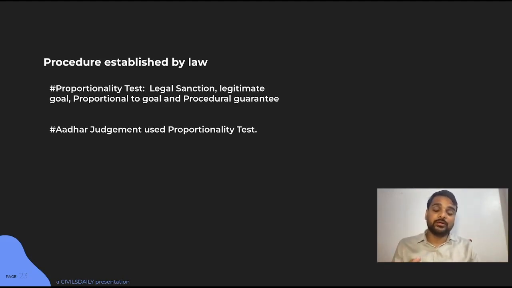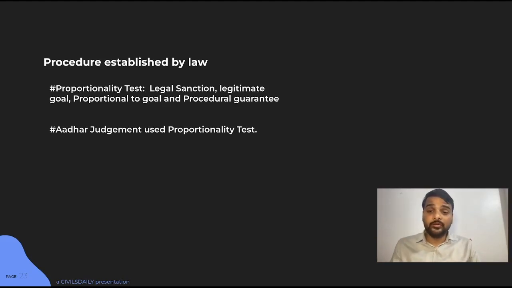So whenever a court or the judiciary is deciding this question, because something is interfering in our liberty, whether that law is justified, it checks on the grounds of all these parameters. Legal sanction, of course, the Aadhaar Act had a legal sanction because it was passed by Parliament. Legitimate goal, yes, it has a legitimate goal because it aims to give subsidy directly into the hands of people. It ensures the identity of the people and it eliminates leakages.